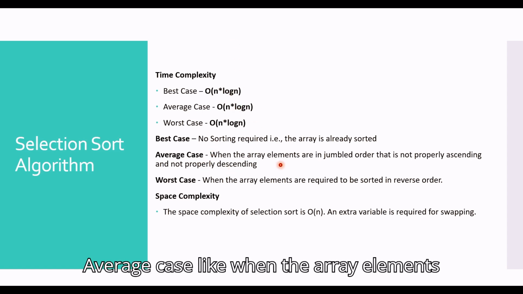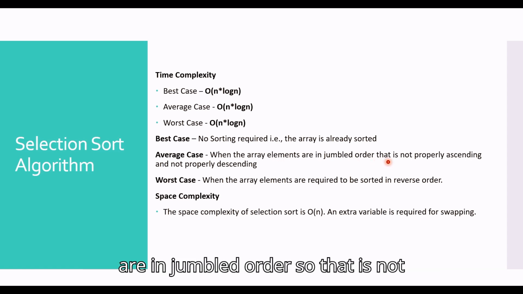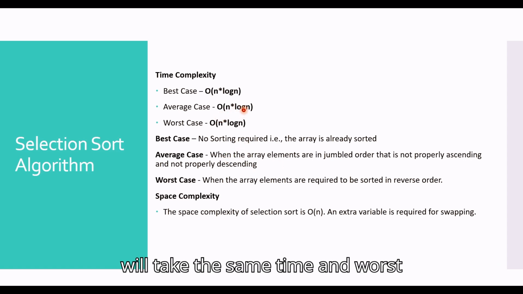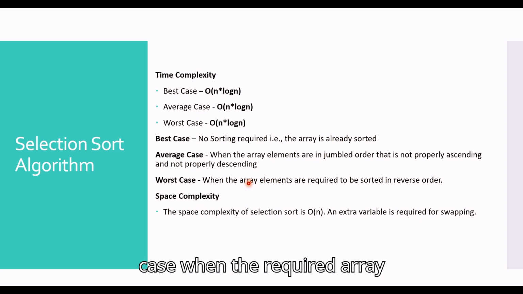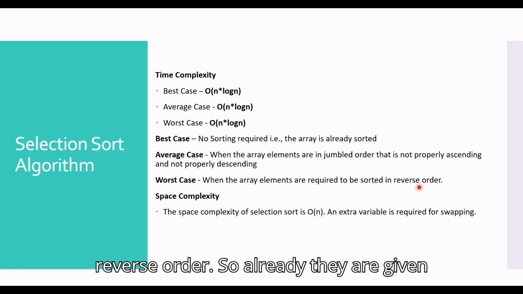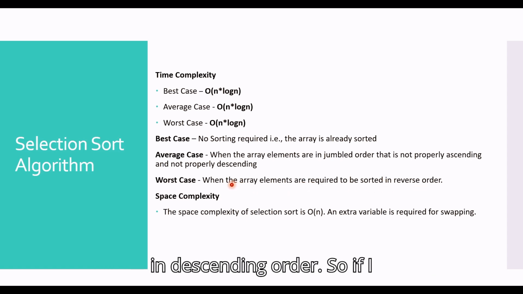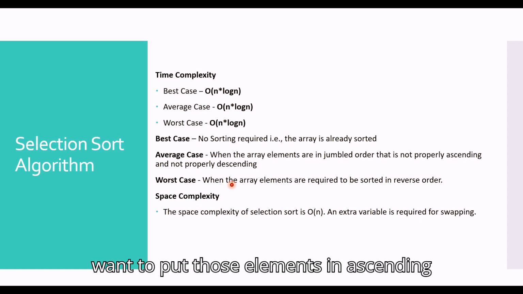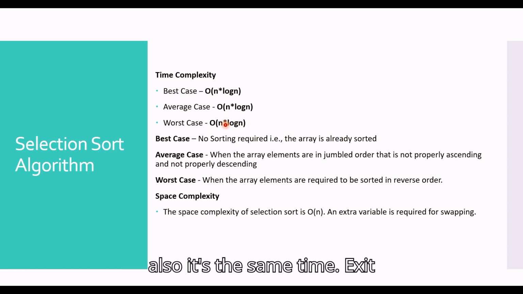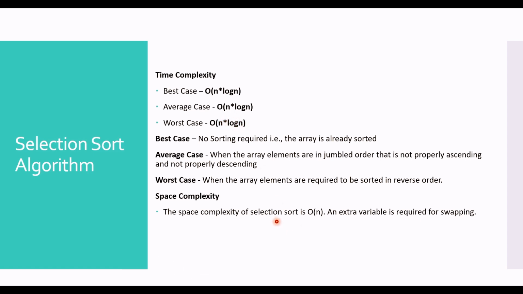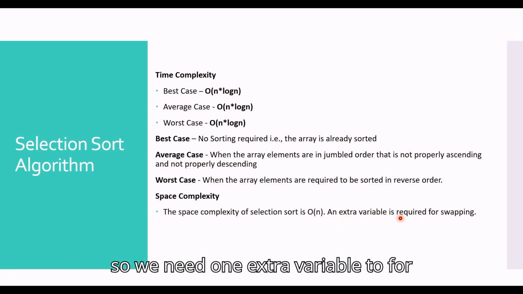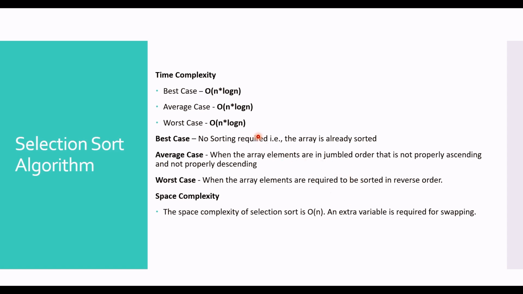Average case is when the array elements are in jumbled order, that is, not properly ascending or descending. Even in that case it will take the same time. And the worst case is when the array elements are already given in descending order. If I want to put those elements in ascending order, then in the worst case it's the same time complexity. Space complexity is order of n, so we need one extra variable for swapping the elements.